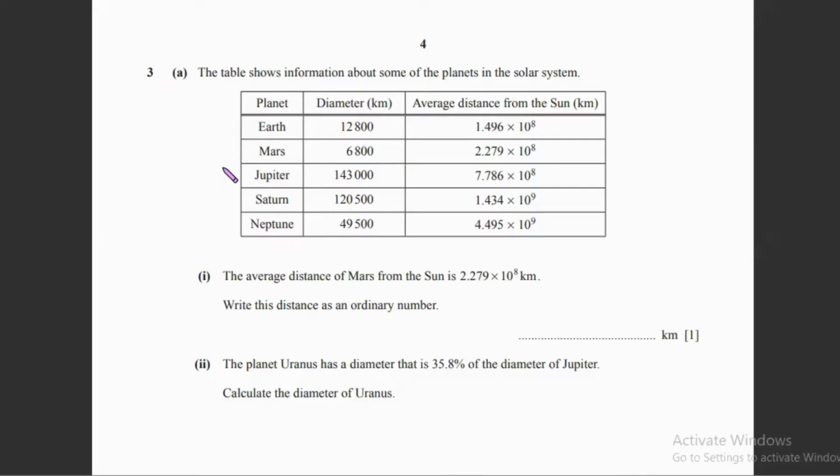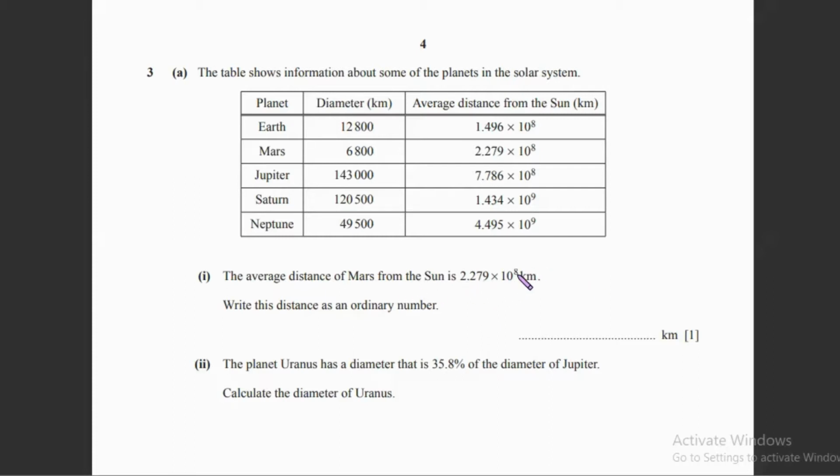In question 3a, we are given a table with the average distance from the sun of 5 planets. And then the first question that we are asked is: the average distance of Mars from the sun is 2.279 times 10 to the power 8 kilometers. Write this distance as an ordinary number. So we need to write this as an ordinary number.